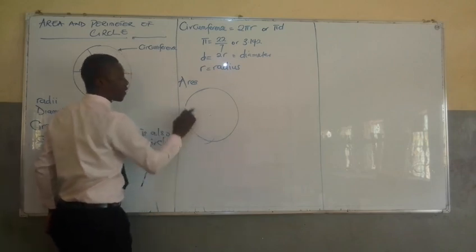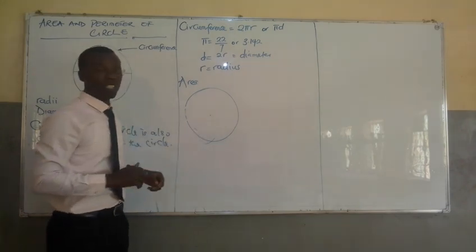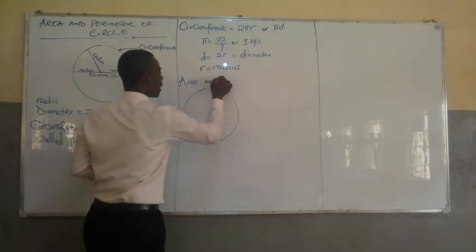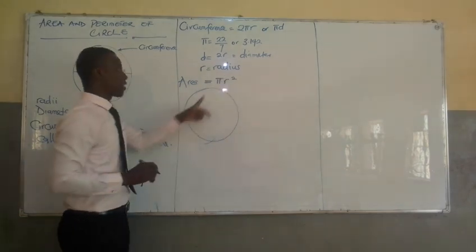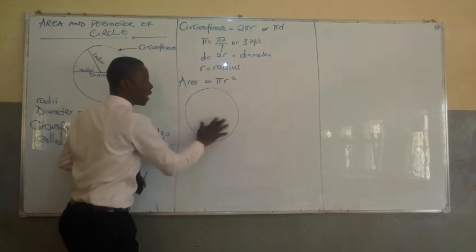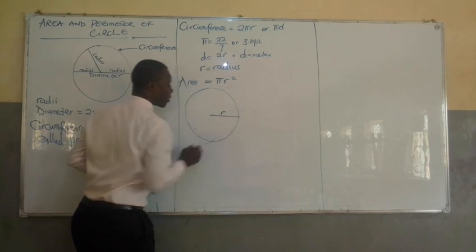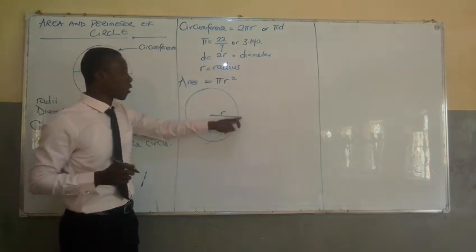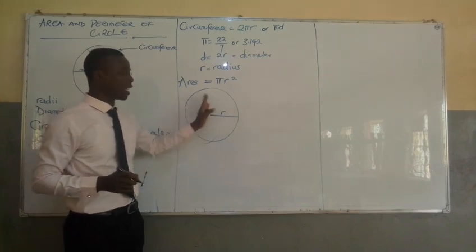So looking at this, how can we compute the area of a circle? Now the formula is pi r squared. That is what we need, pi r squared, to calculate the area of this circle. This is the radius. So if we have the radius, we can find the area of this shape.